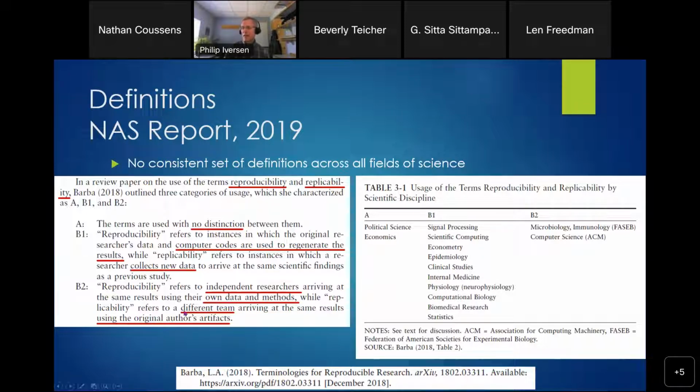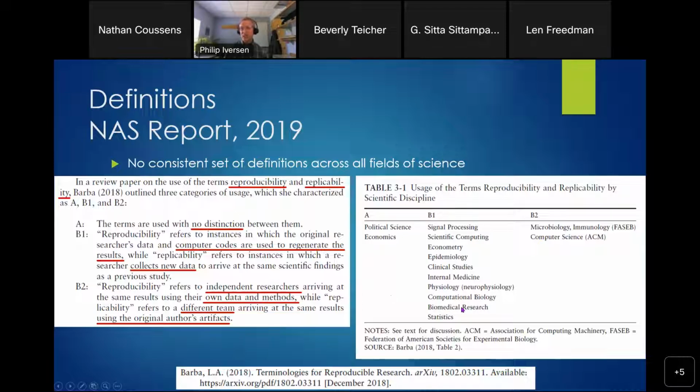But that seems like trying to do it the same way as the original team, but still a between-laboratory kind of thing. And there are two fields that paper identified that use those definitions. And I would guess this isn't even universal, right? The B1 definitions might not be universal within biomedical research, for example.